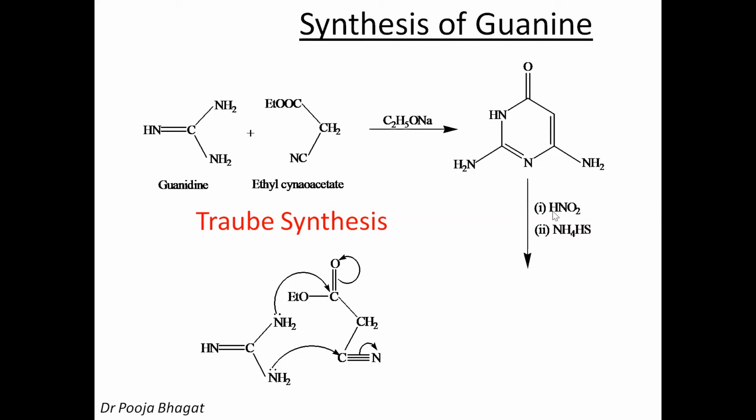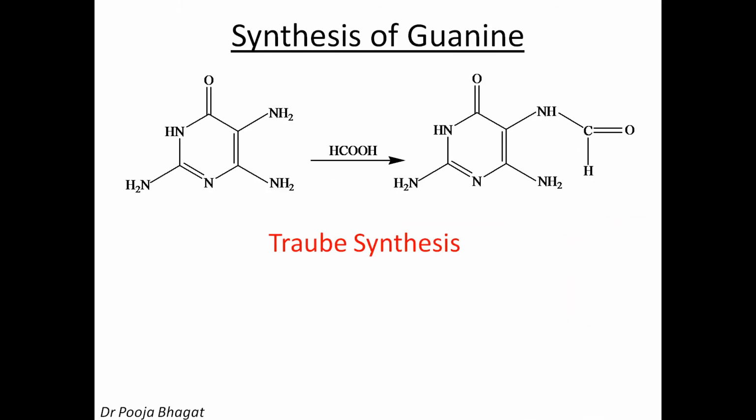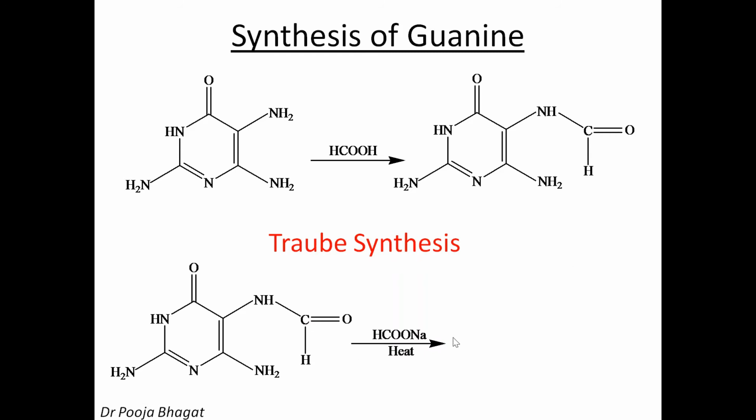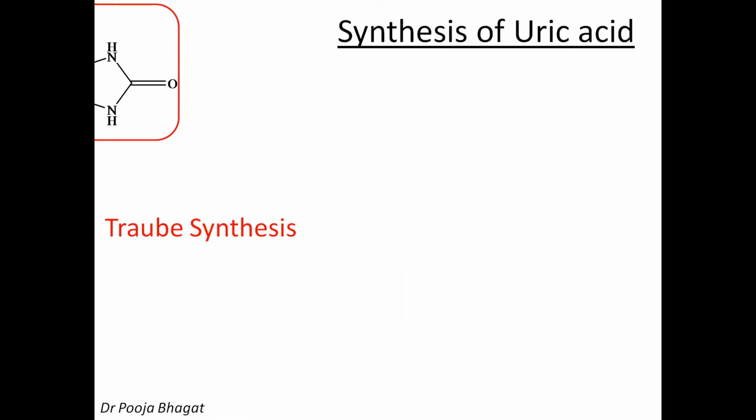Now we will treat it with nitrous acid and ammonium hydrogen sulfide. So we'll get NH2 at the 5th position, and then we will treat it with formic acid. So we'll get the formyl group here, and then you heat it with sodium formate and you will get guanine. So it is a very simple method, the Traube synthesis. The only thing is that we have to decide what the starting material should be.